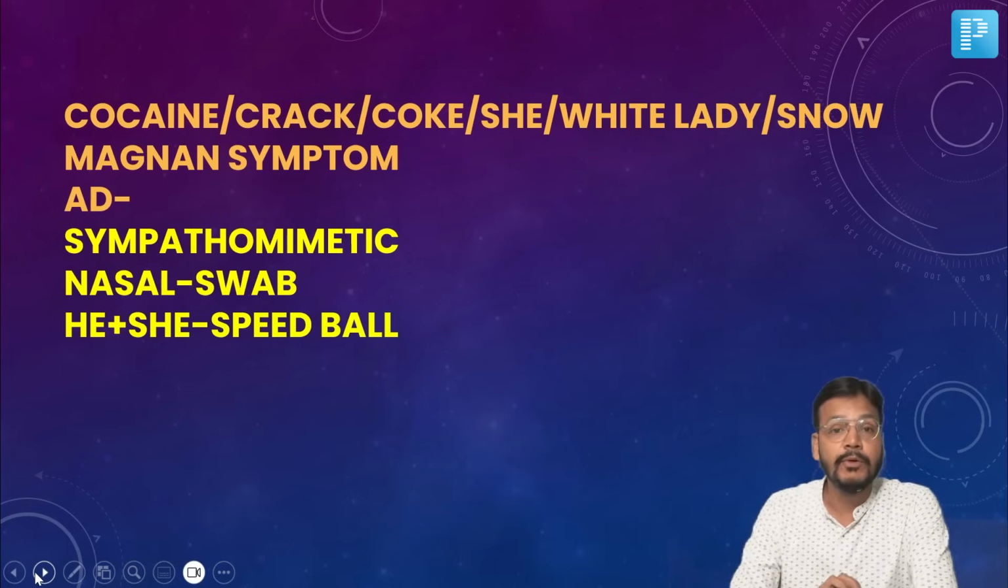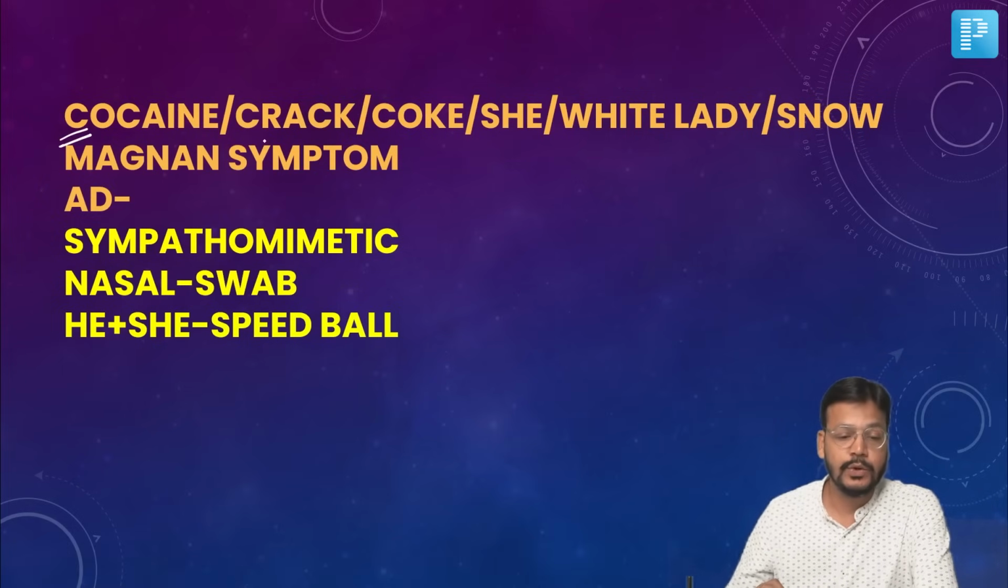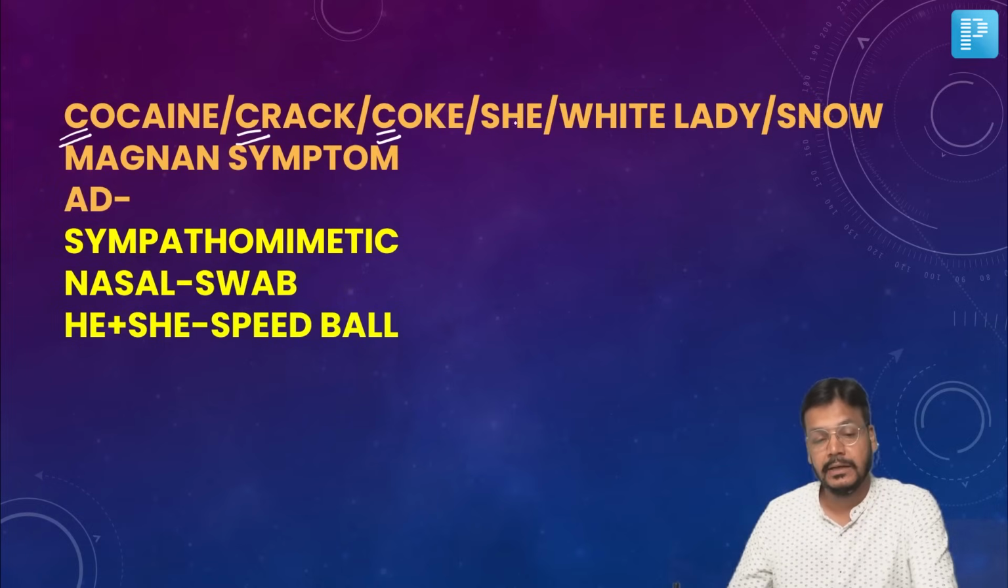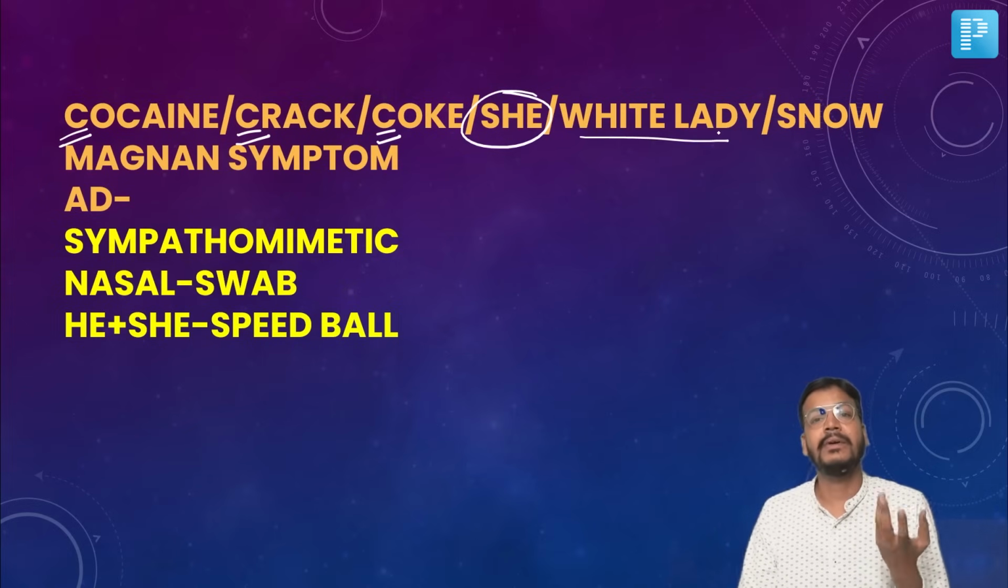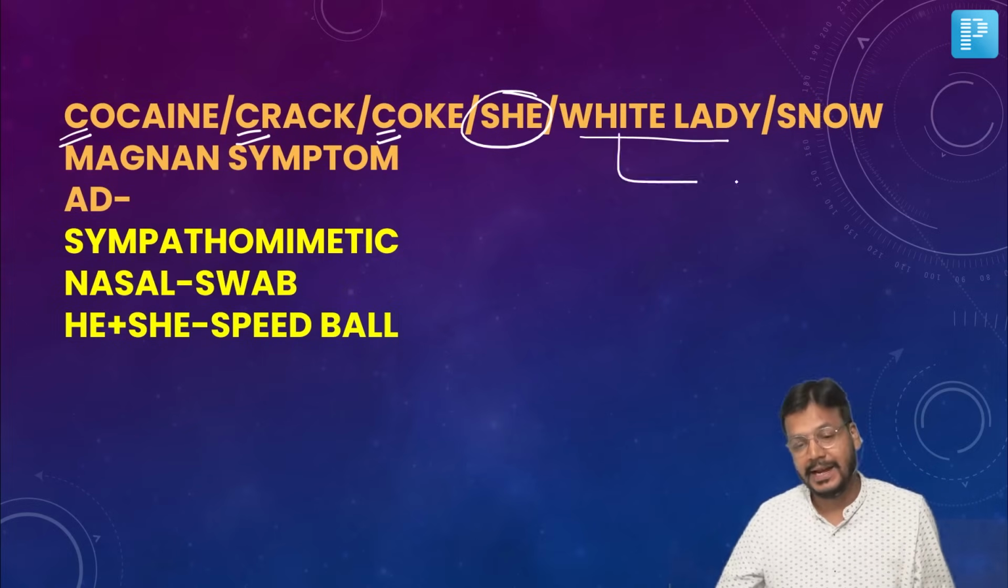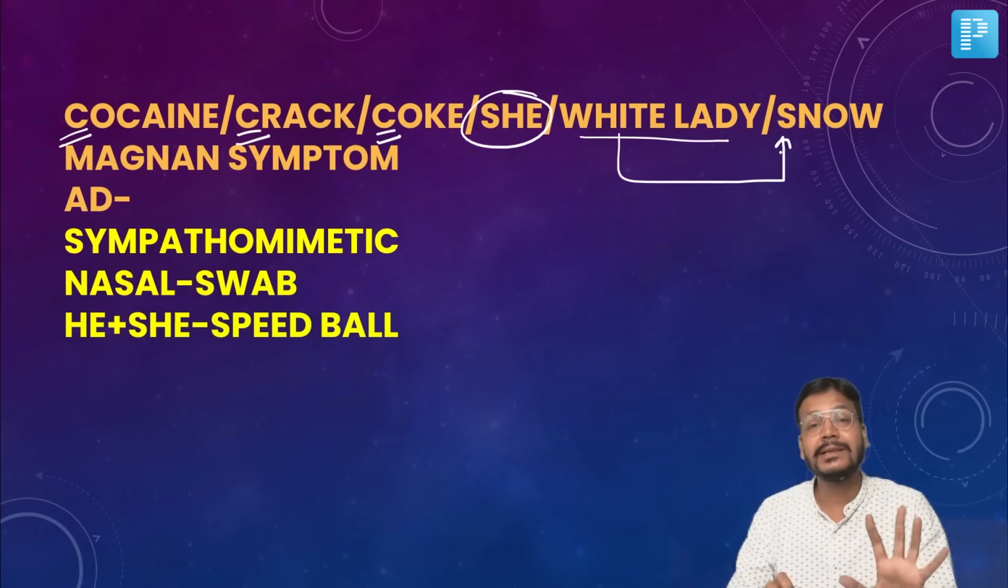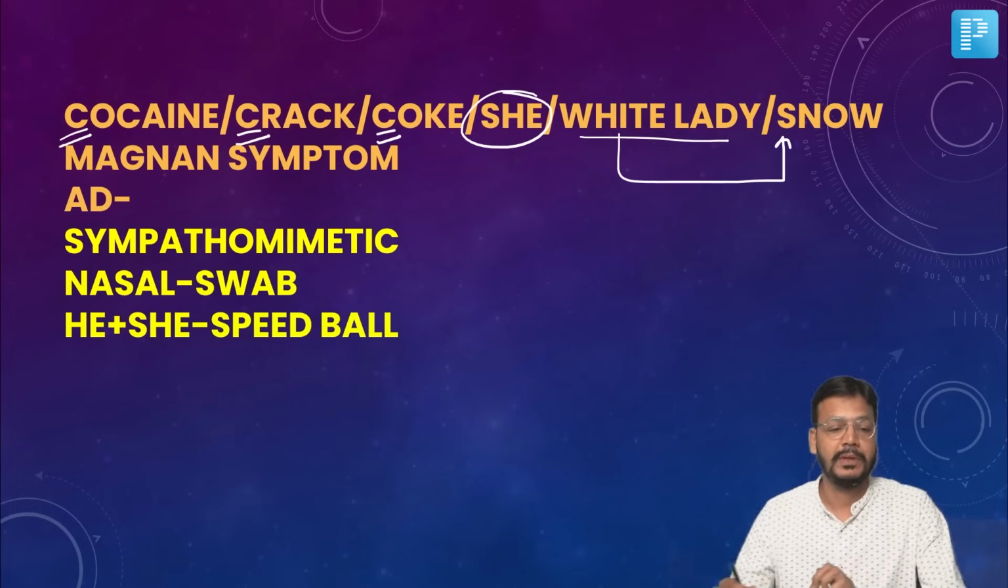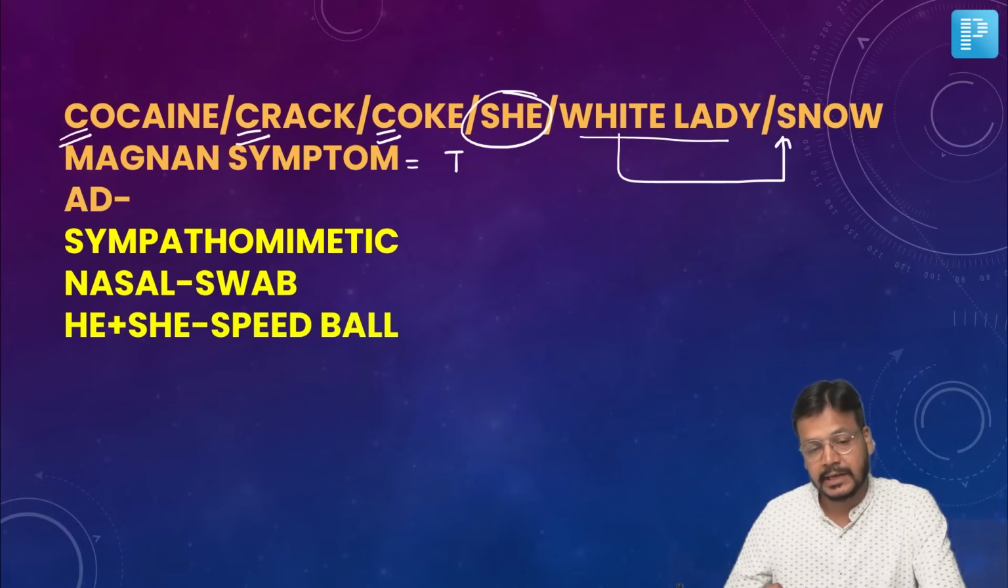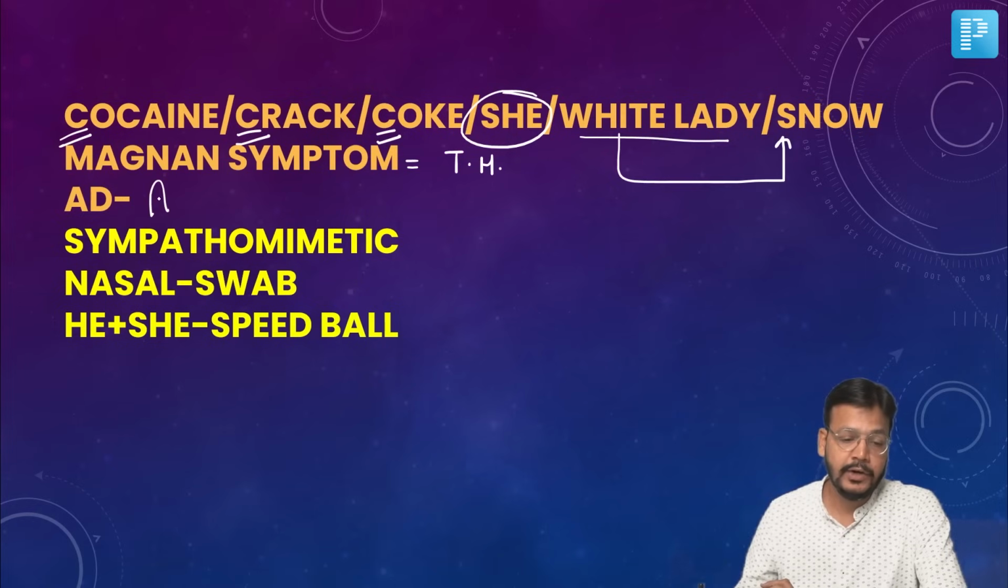What are the names of cocaine? C cocaine, C crack, C coke, all are 3C. C for she. And if we are using she, then it's white lady. And white, what is the color white? Snow. These are 6 names of cocaine. C, she, white lady, snow. Magnan symptom is tactile hallucination. It is a tactile hallucination. Antidote of cocaine is amyl nitrite.